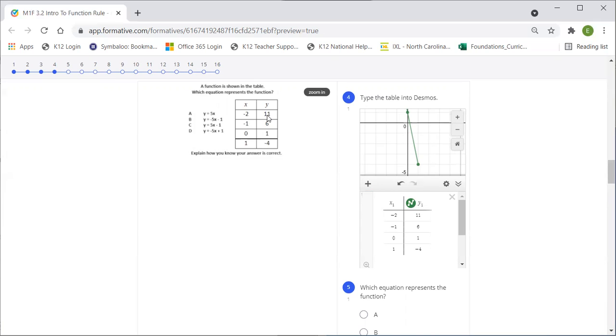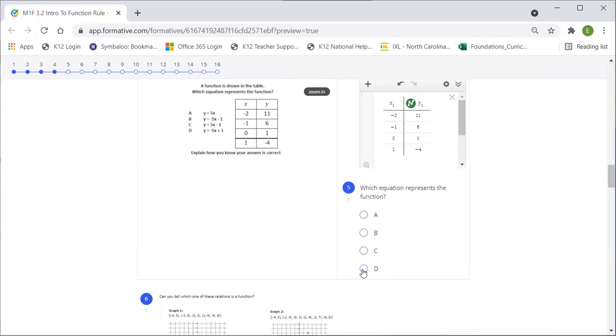We can also see the same thing in our table. If we look at the 11 to 6, when I go from 11 to 6, remember that's subtracting 5, right? And then on the other side, we have -2 to -1, that's adding 1. So it'd be -5 over 1, which again is -5. So the equation is D.